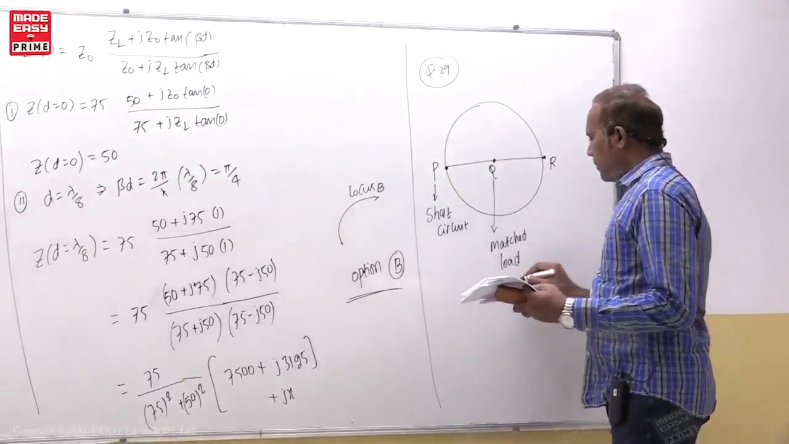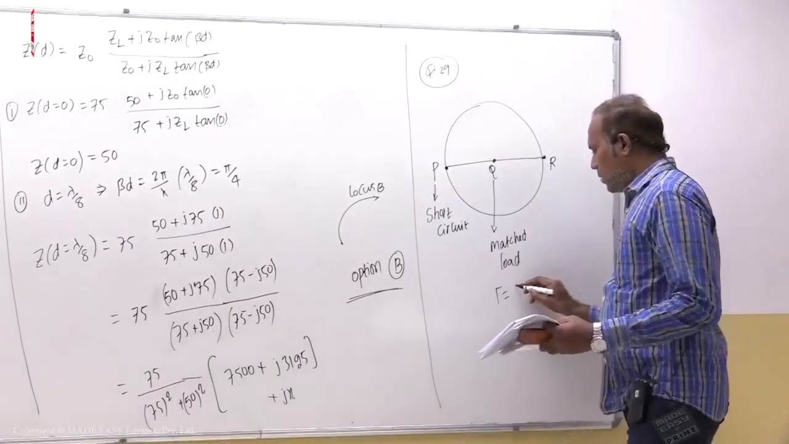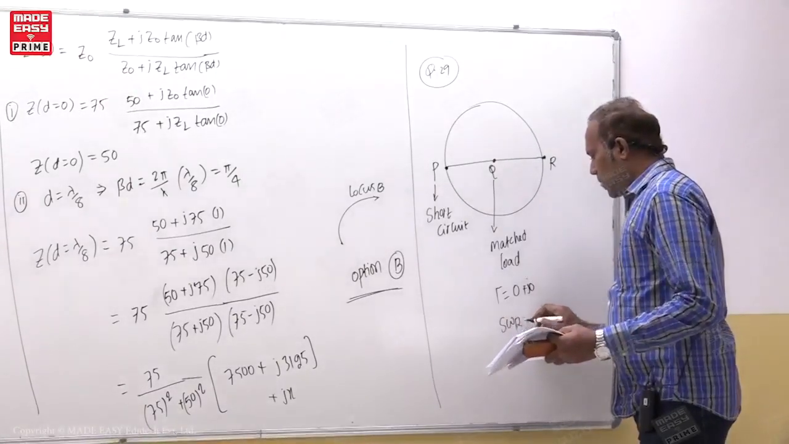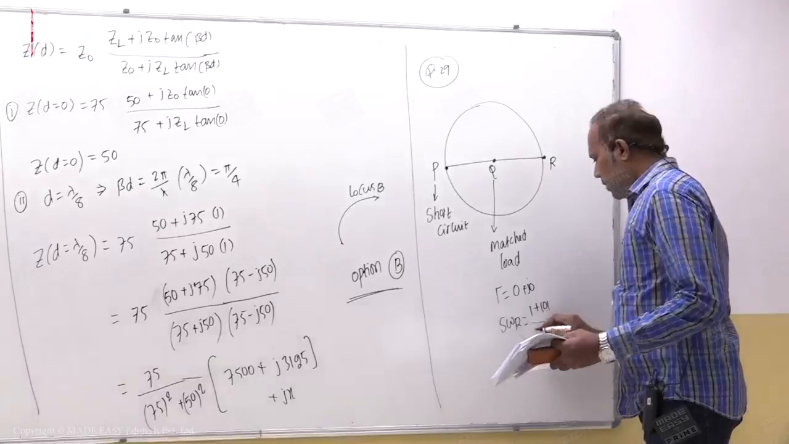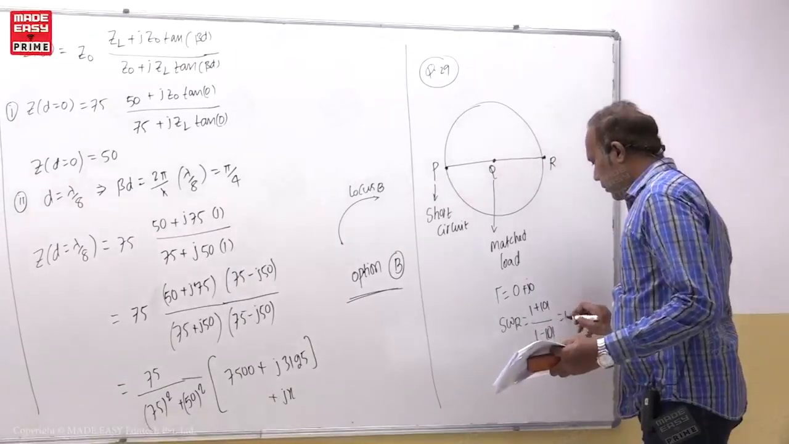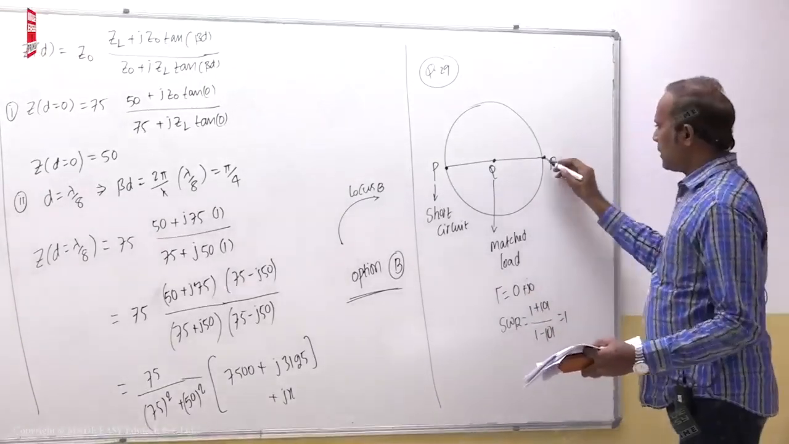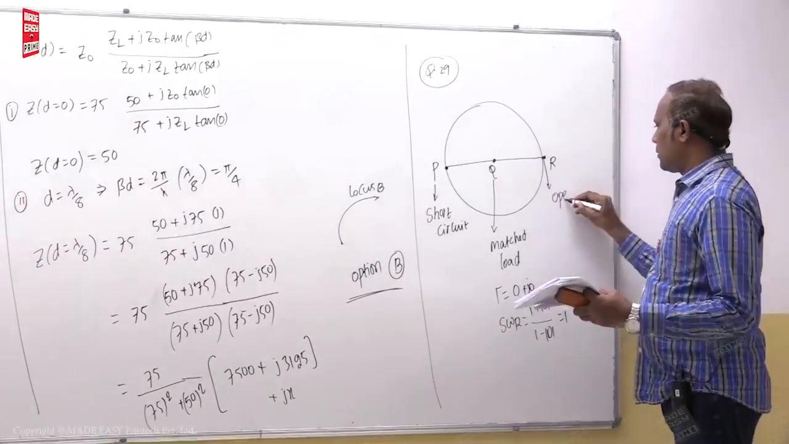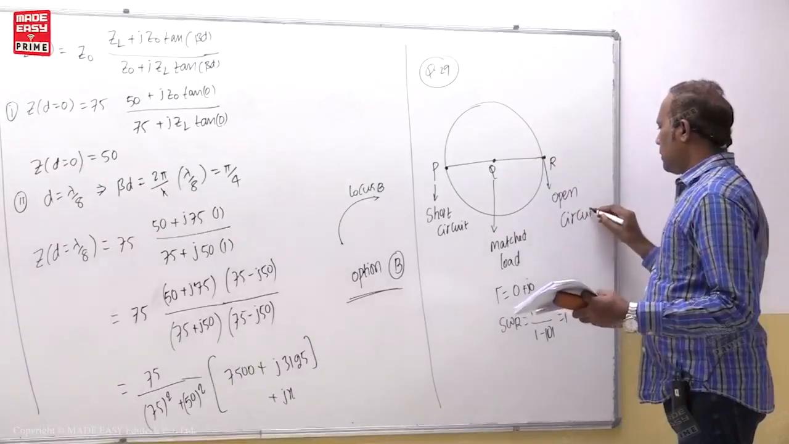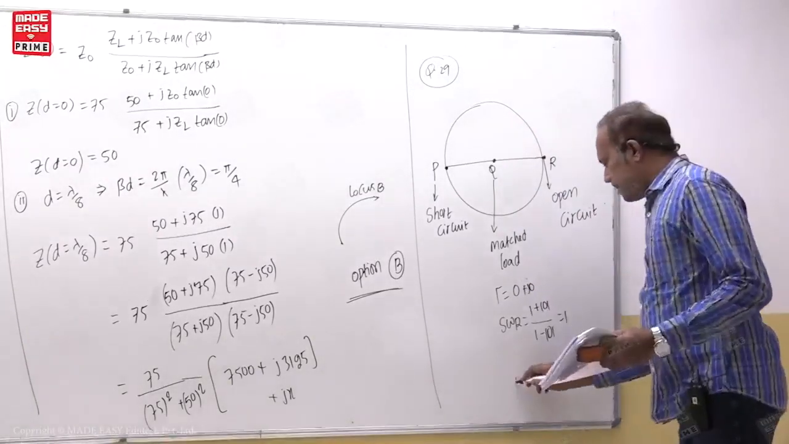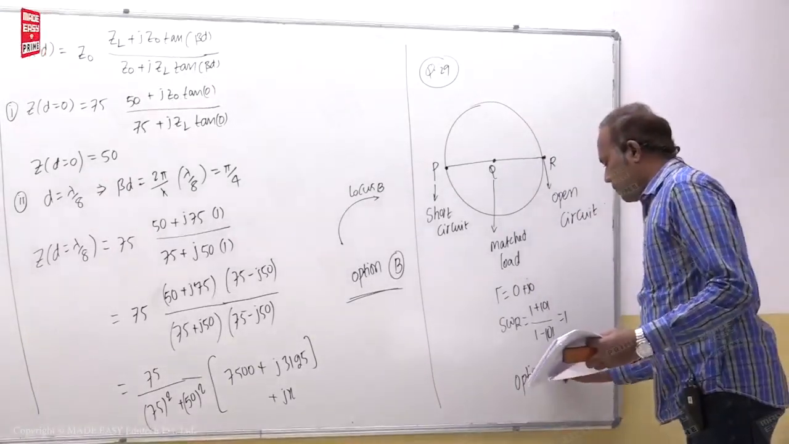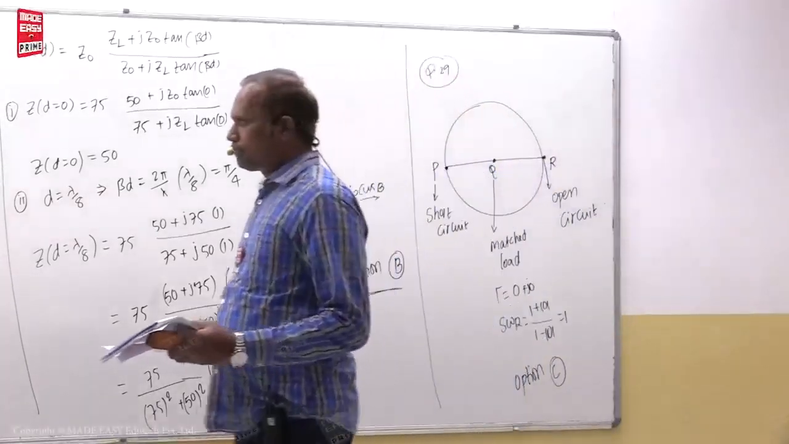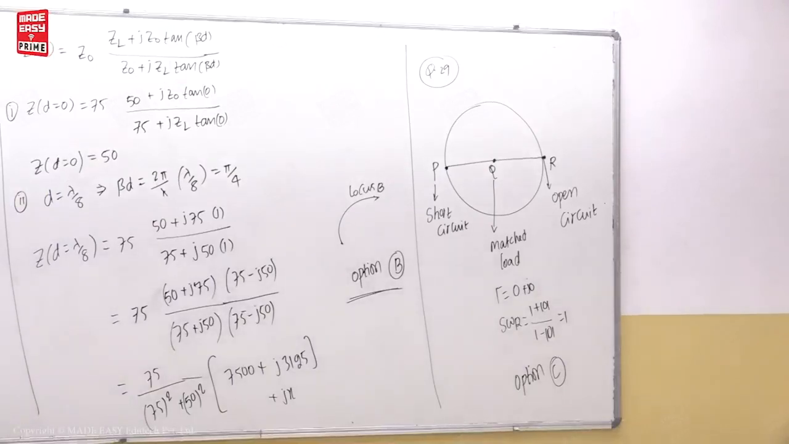Matched load, because I told you gamma is equal to 0 plus j0, then SWR is equal to (1 plus mod gamma) divided by (1 minus mod gamma), that is equal to 1. SWR 1 means matched load. So what is this one? This is an open circuit. Open circuit. So the option is C. Option is C. Okay.